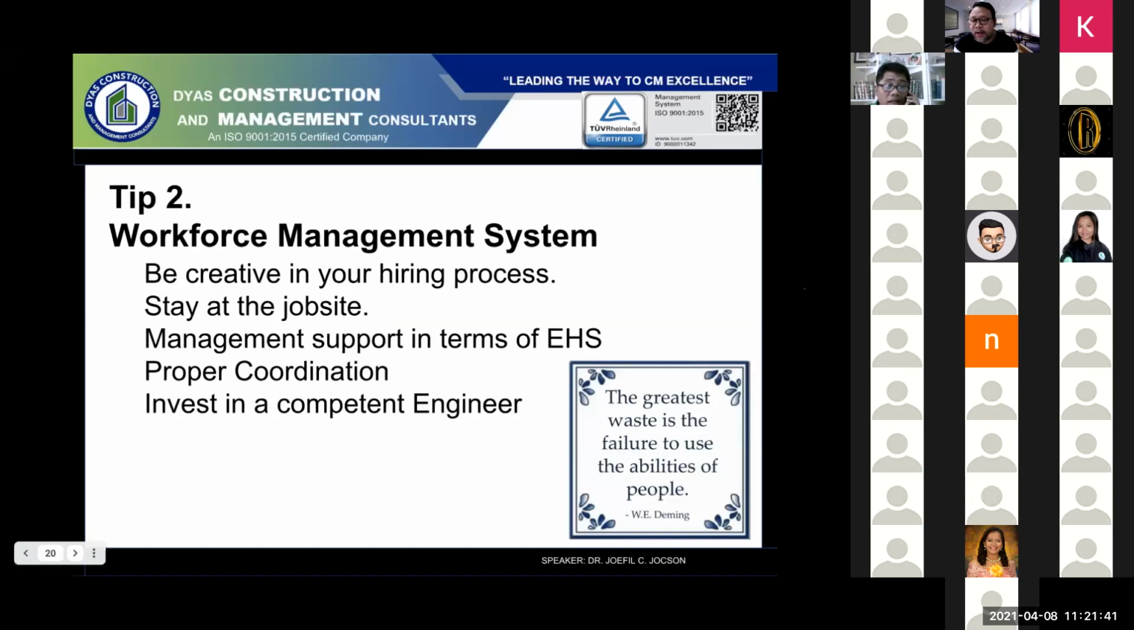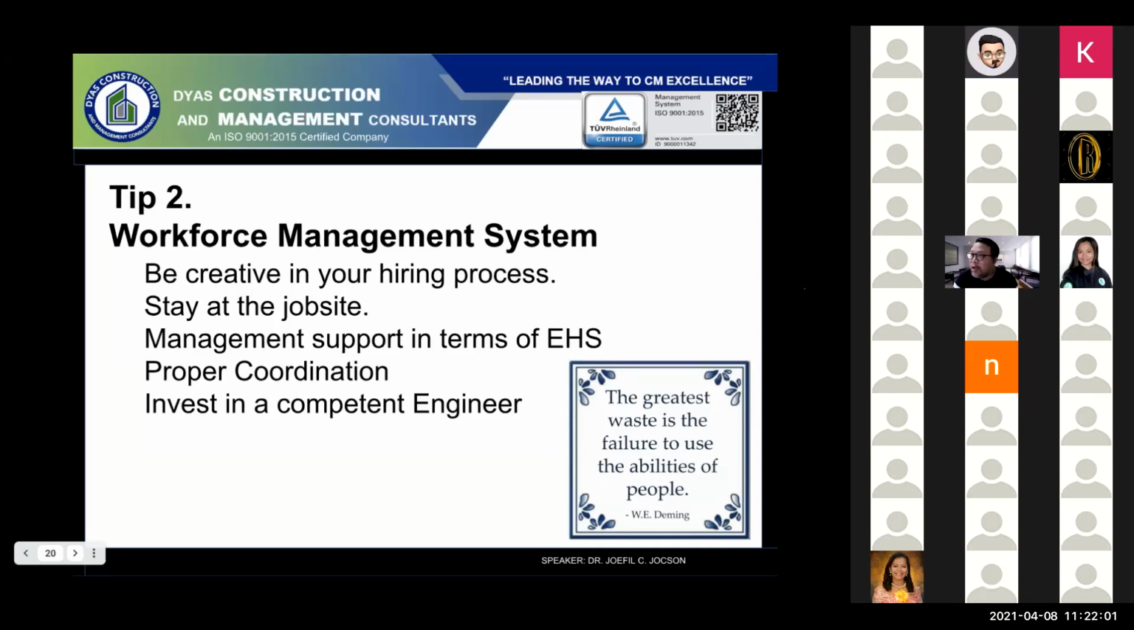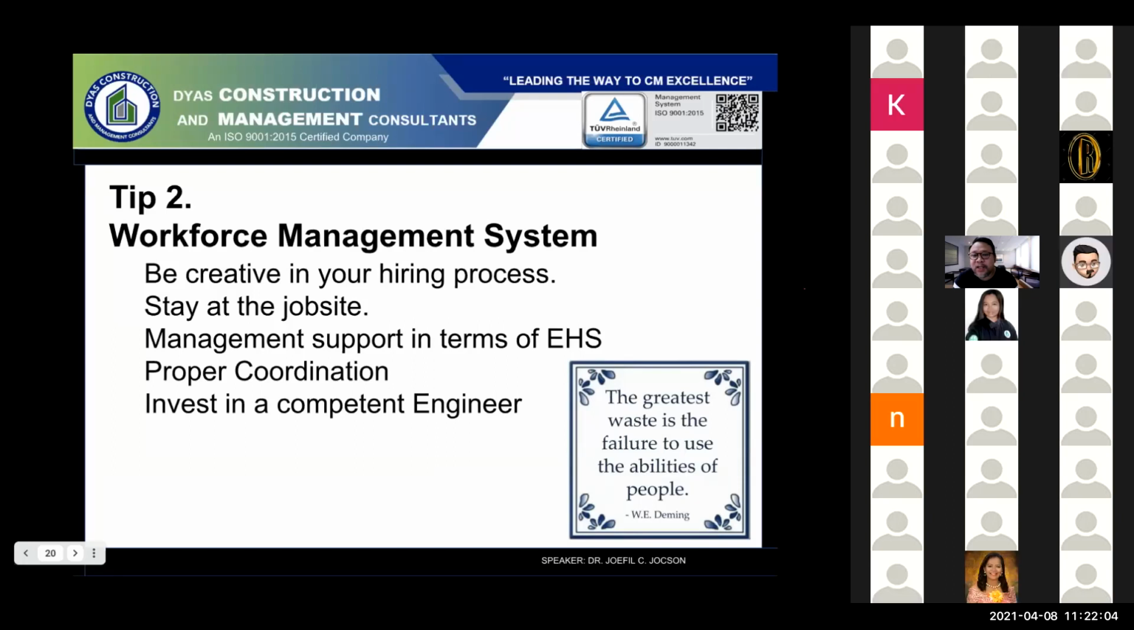Not that mag-hire lang kayo just to comply with the proponent na sinasabi niya, you have to add manpower, then mag-hire kayo ng workers na kahit hindi skillful enough, i-hire natin. So that's basically talagang lugi ka na dyan kasi yung productivity nun medyo mahina. Okay? So anong ibig sabihin natin? You need to hire workers na talagang tatama doon sa skills niya.